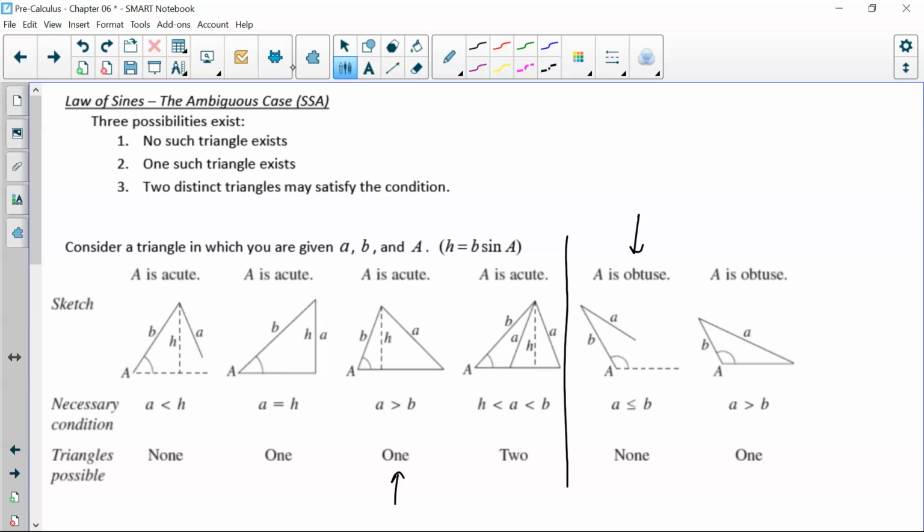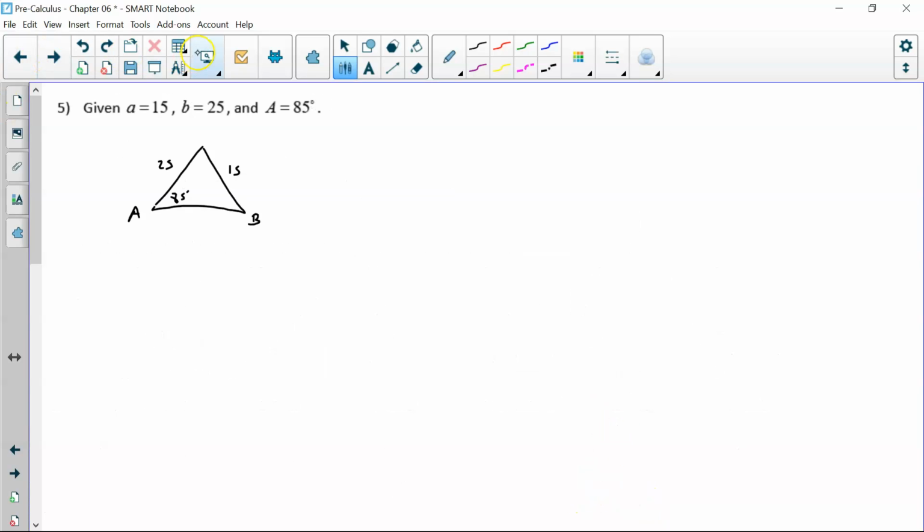We can find this another way, because that's if it's obtuse. What if it was acute? What we could do is find H.